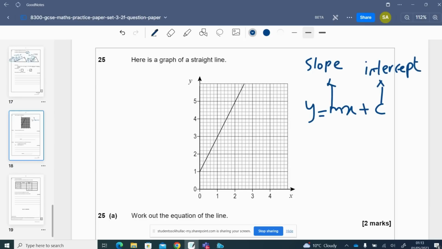Intercept is the point where the line meets the y-axis, and in this particular case the intercept, or c, is 1, because that's the point where your line meets the y-axis. Now the gradient is the slope, and to calculate the slope the formula you need to use is rise over run.